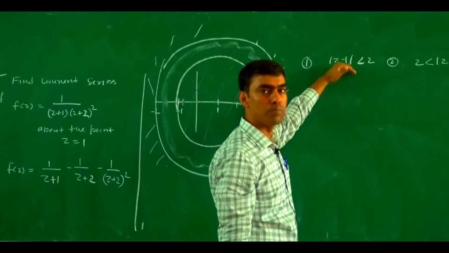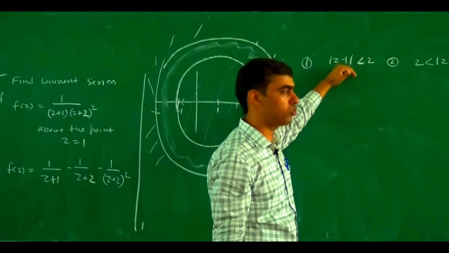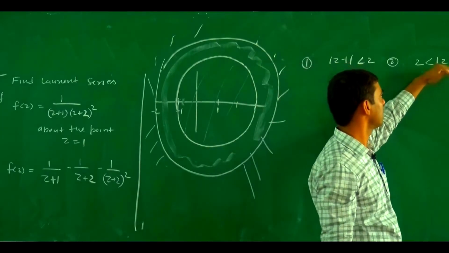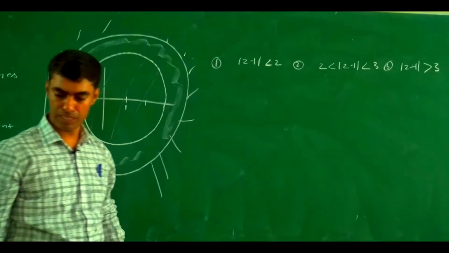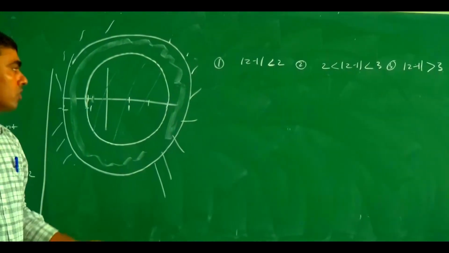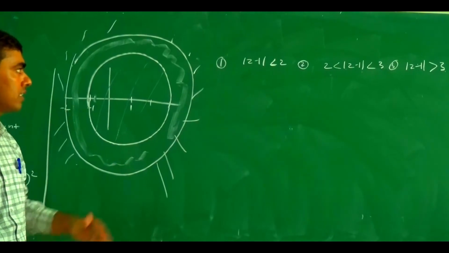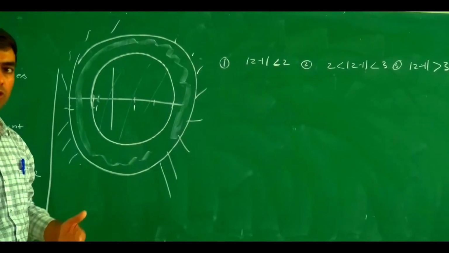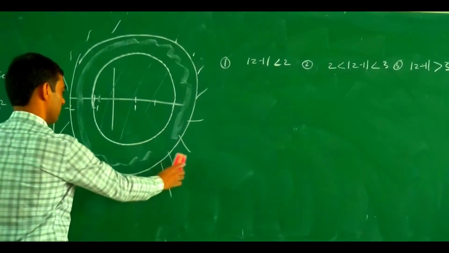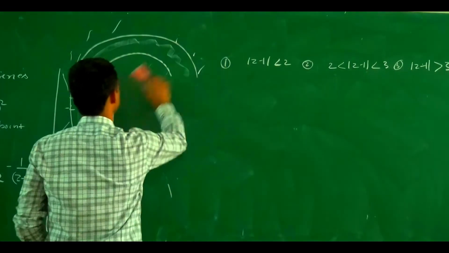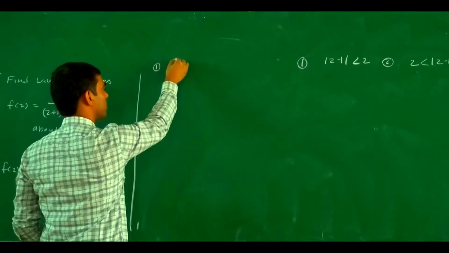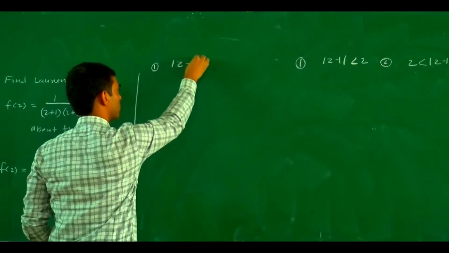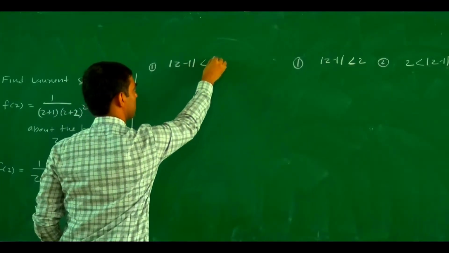The first is mod of z minus 1 less than 2. The second is mod of z minus 1 greater than 2 and less than 3. And the third is mod of z minus 1 greater than 3. One by one we find the Laurent series expansion for case 1, case 2 and case 3. Now case 1: mod of z minus 1 is less than 2.